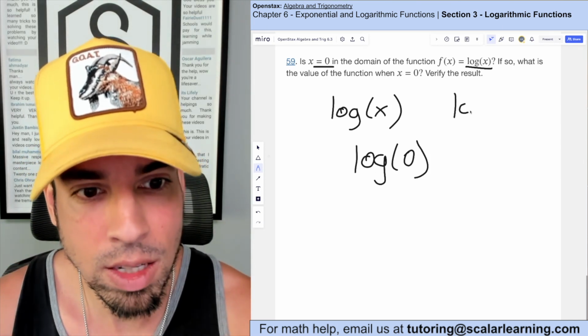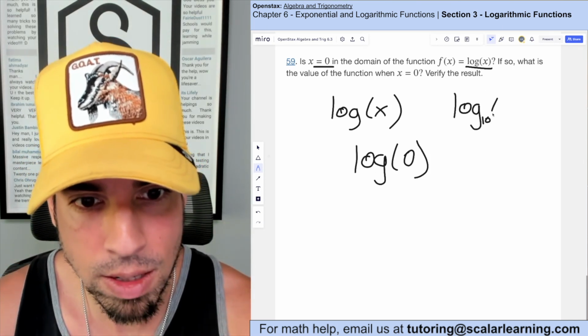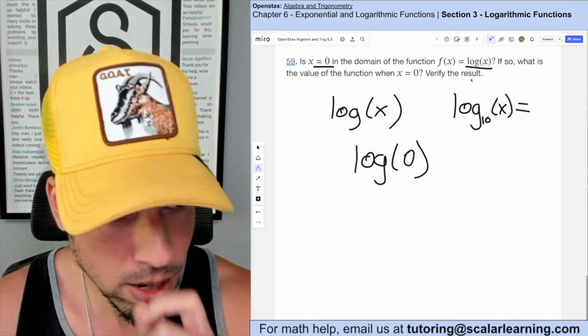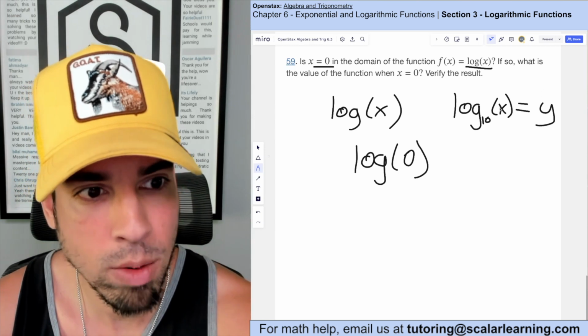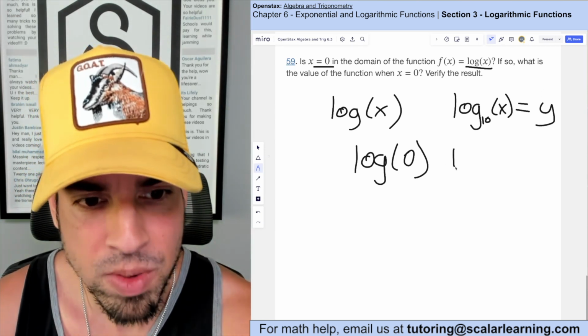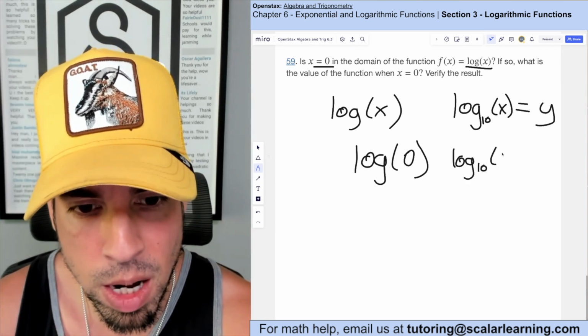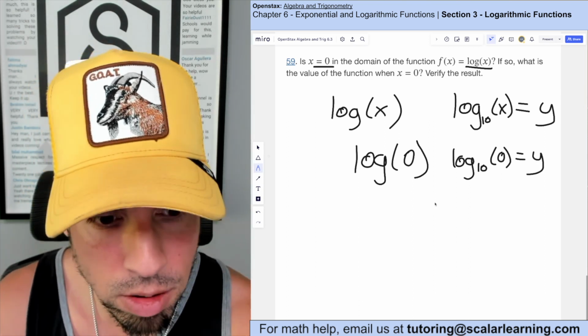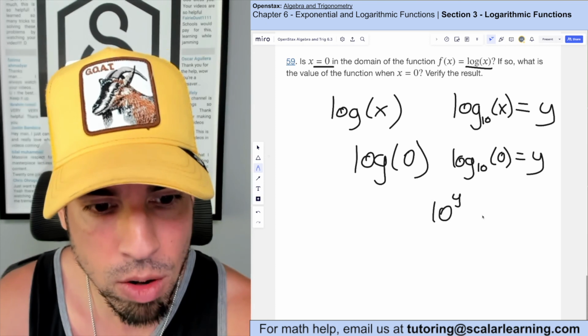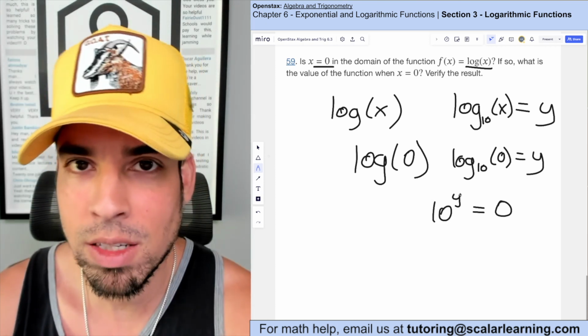So again, in this example, it's log base 10 of x, and this equals some function value. For some function value, let's just call it y, we're trying to figure out, can x ever be 0? Is this possible? First I'm going to convert this to its exponential equivalent, which is the base of this logarithm, 10, to the y power equals 0. So is there such an exponent?